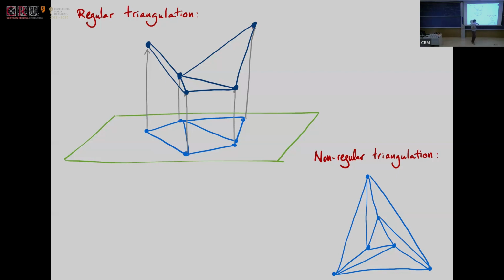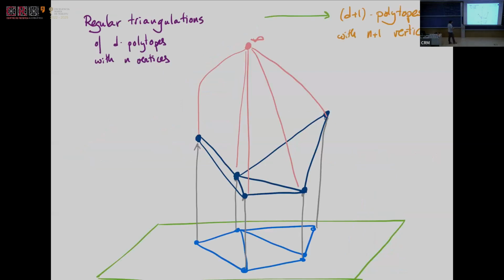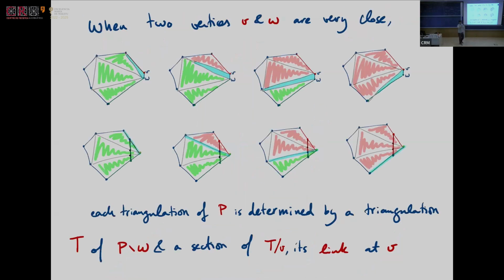For example, one nice exercise is to prove that this cannot be done this way. And I still have like 2 minutes, so let me still give a hint of what I did. The relation between regular triangulations and polytopes is that if you have something lifted like this and you add a point at infinity, then you have the combinatorics of a polytope in one dimension higher. And we go back to the proof of the Catalan numbers, but I want to think about it in a slightly different way. Imagine you have two vertices which are very close.